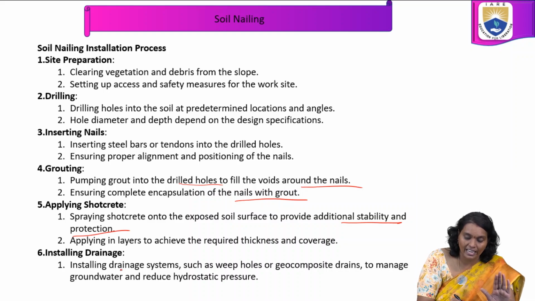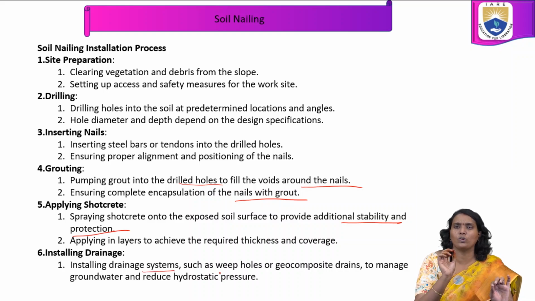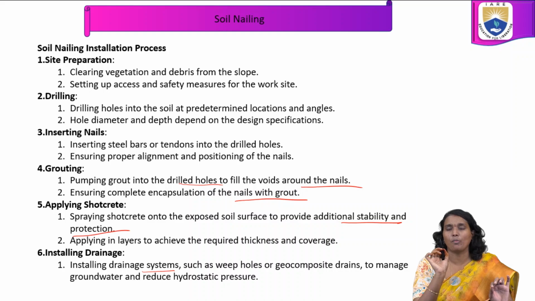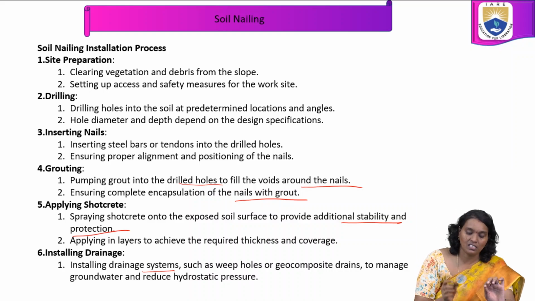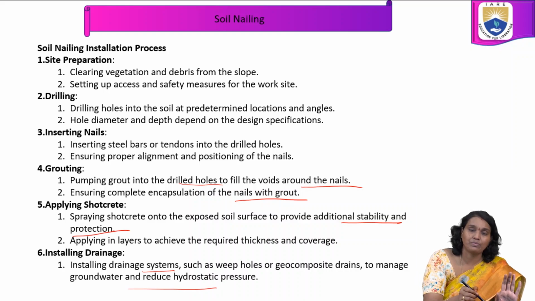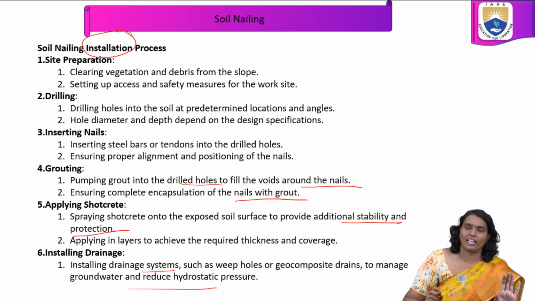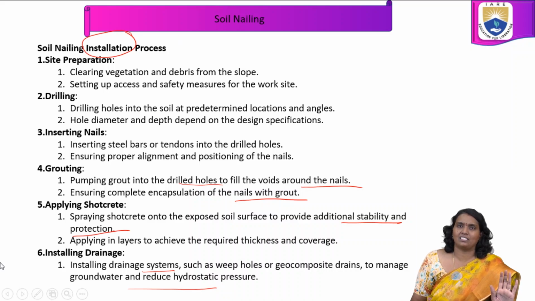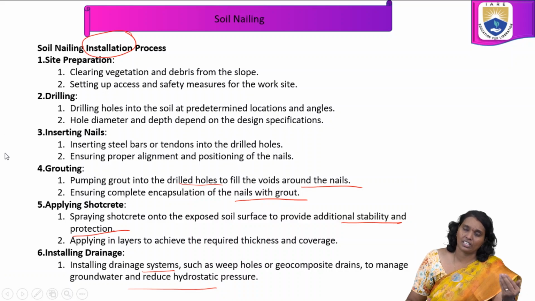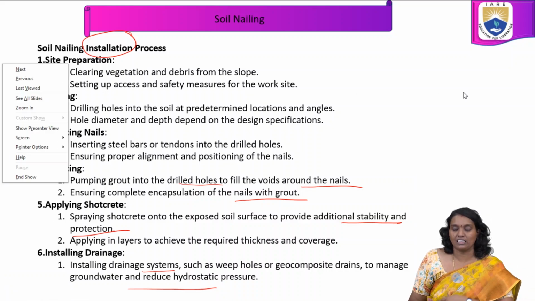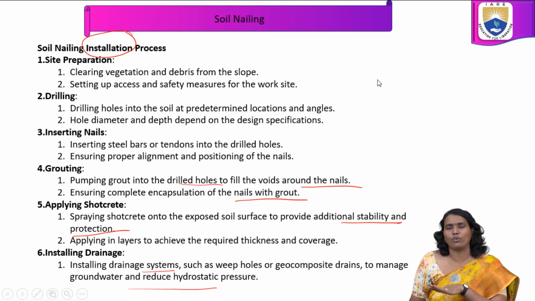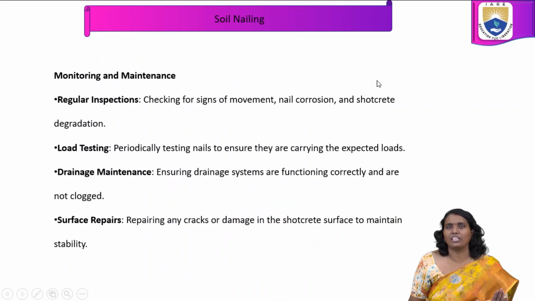Installing drainage systems such as weep holes or geocomposite drains manages groundwater and reduces hydrostatic pressure. These are the steps we are going to follow for the installation of soil nailing. Once we are done with site preparation, drilling, inserting nails, grouting, applying shotcrete, and installing the drainage system, we complete the whole installation process of the nailing.